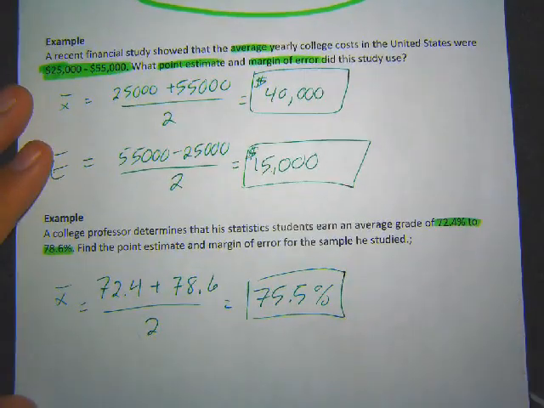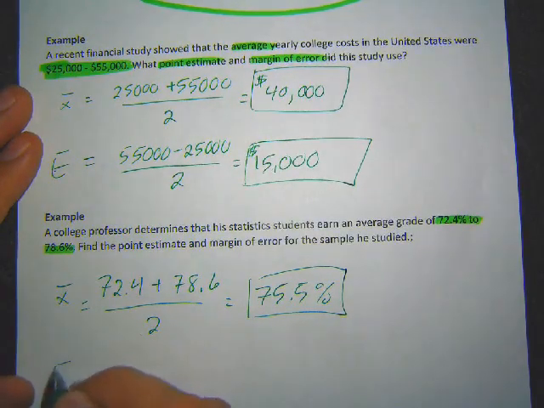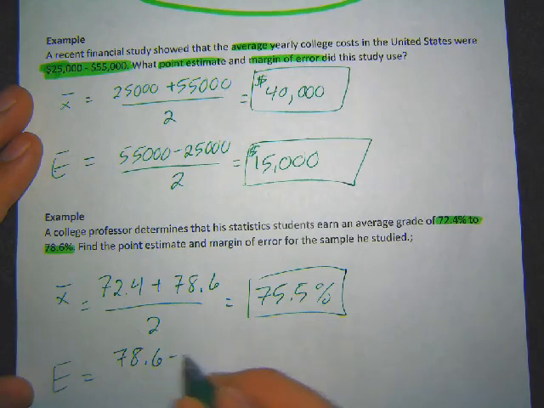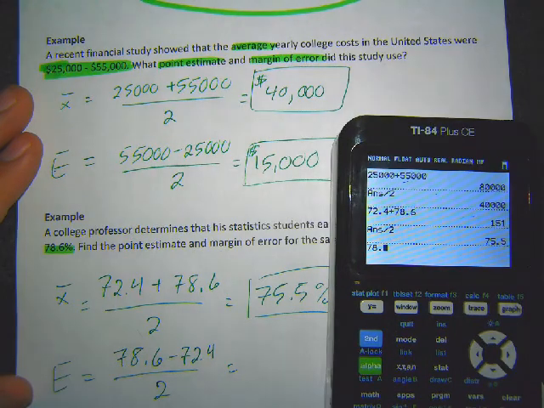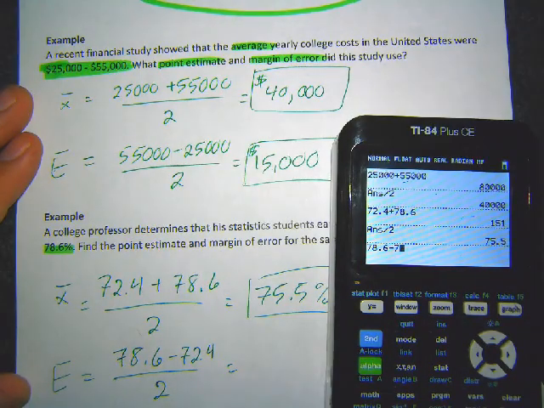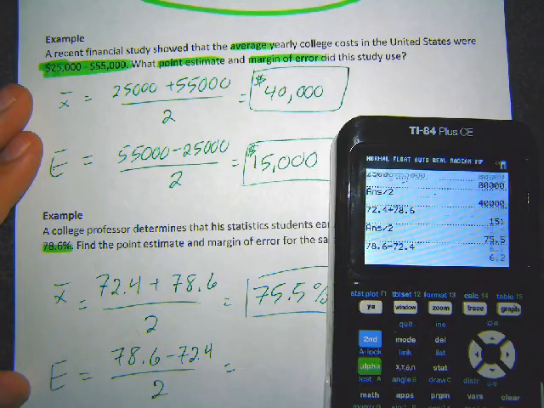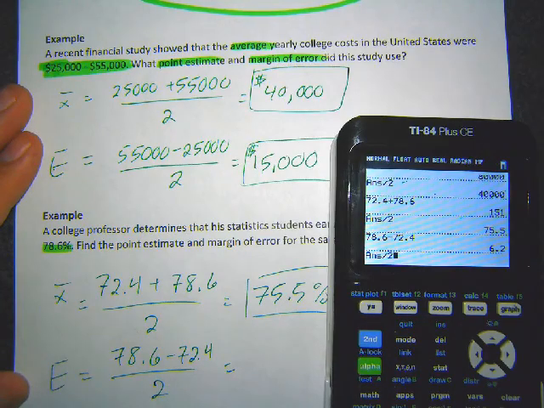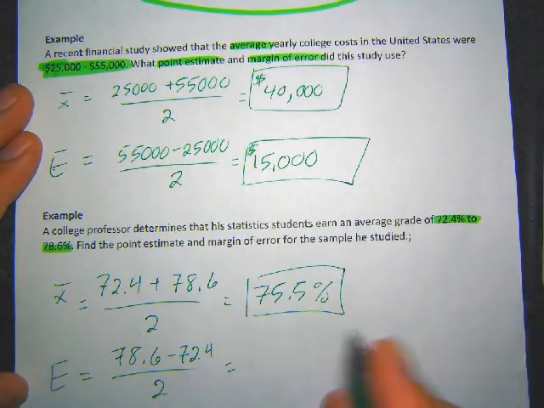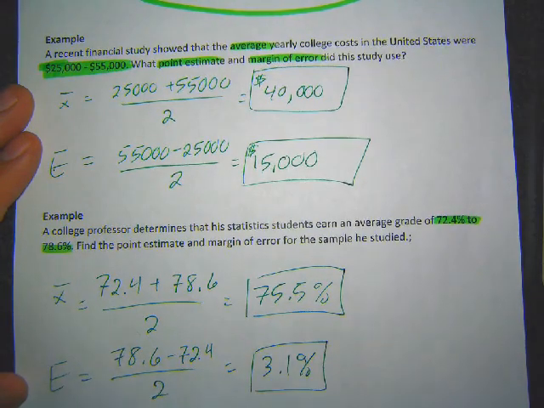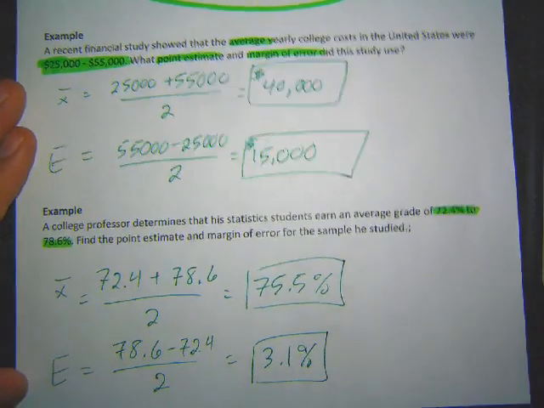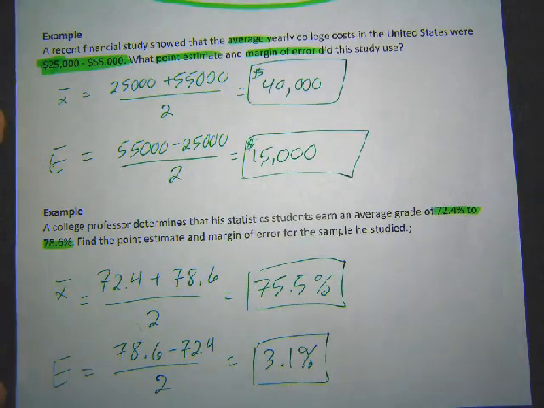They got 75.5. And then to find the margin of error, we would take the numbers and subtract them. So we'd do 78.6 minus 72.4, and then divide by 2. So 78.6 minus 72.4, you get 6.2, divide that by 2, because I only want half. So the margin of error is 3.1%. That's the margin of error. And that's it for this section.